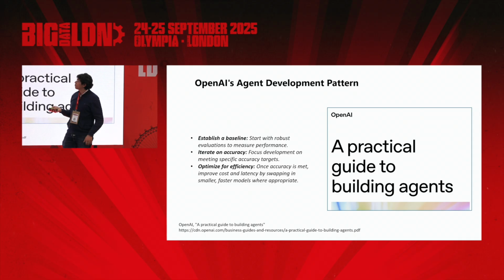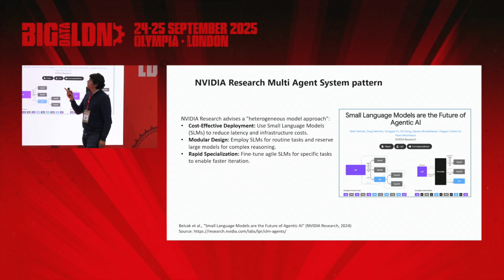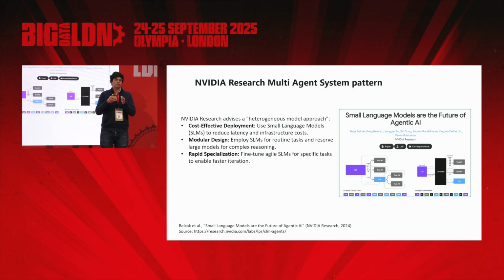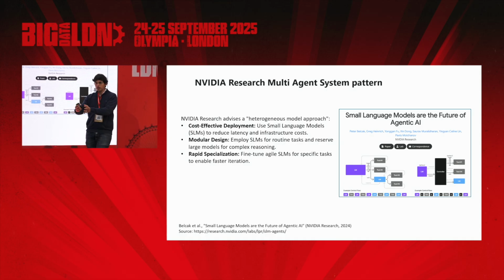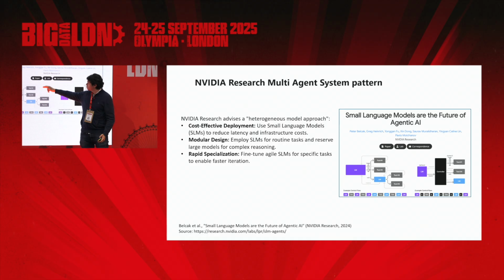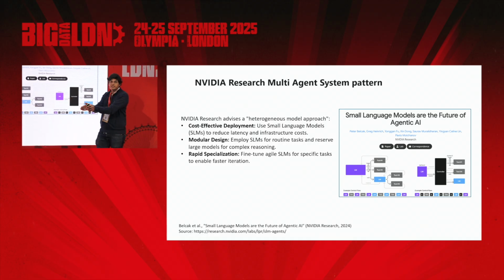The second paper I wanted to talk about is by NVIDIA, and they actually name it Small Language Models Are the Future of Agentic AI. They focus not so much on a single agent or a single task. They focus on AI systems. AI systems usually have tools or smaller LLMs that are focused on a specific task.